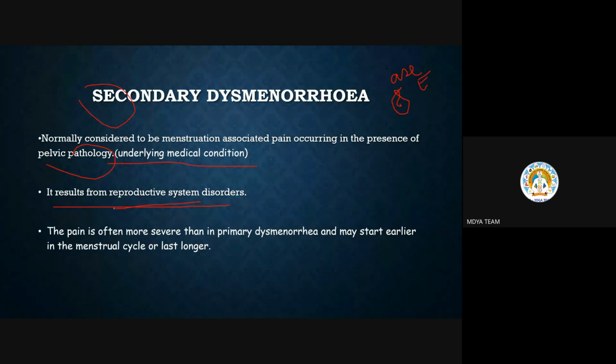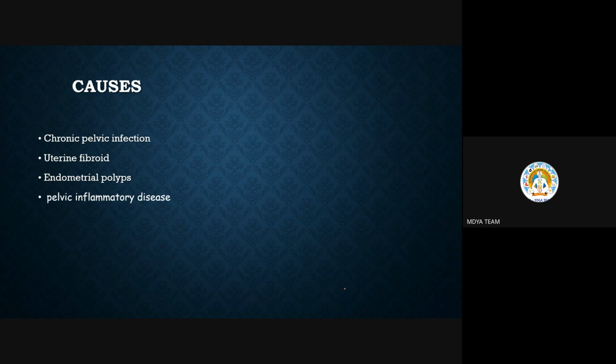When certain other reproductive problems lead to dysmenorrhea, that type of dysmenorrhea is considered secondary dysmenorrhea. The pain is often more severe than that of primary dysmenorrhea. It may start earlier in the menstrual cycle or last longer. It can start a few days before the cycle and continue a few days after, and the pain is more than in primary dysmenorrhea.